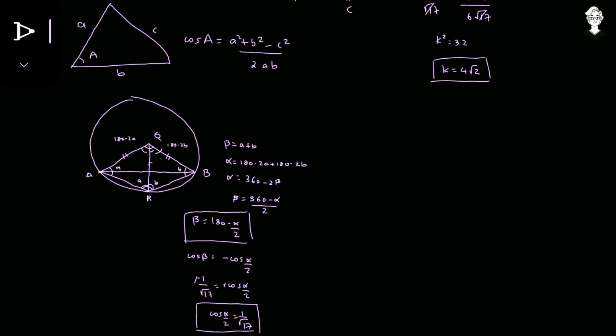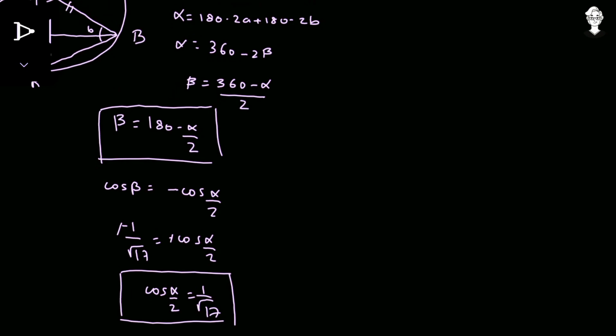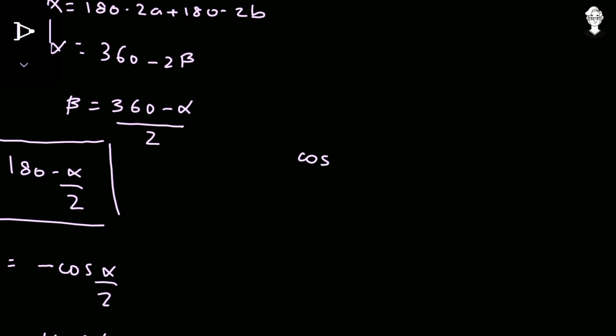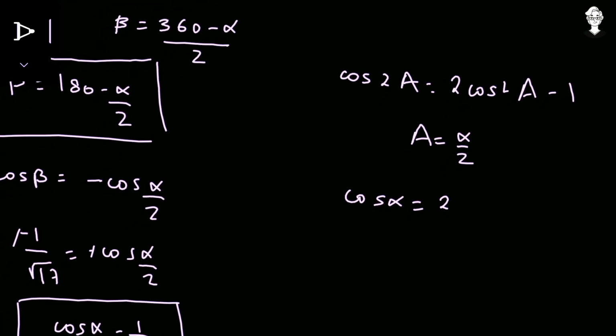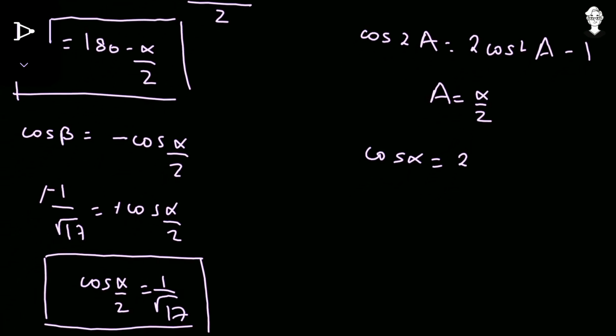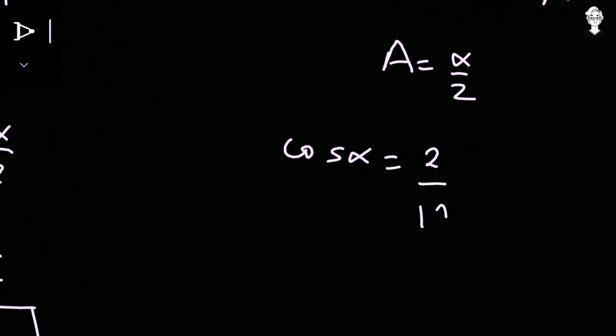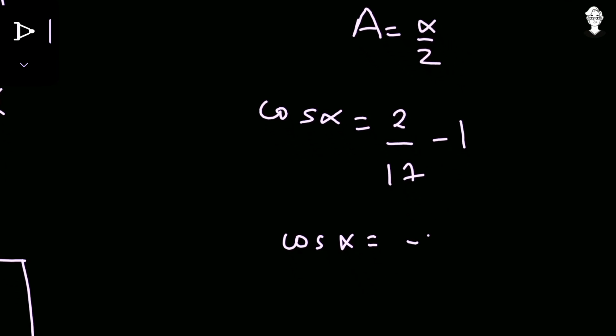Now look over here, we have the value of cos of alpha upon 2. So we can use the trigonometric rule that cos of 2 times the angle is equal to 2 times cos square of the same angle minus 1. So cos 2a is equal to 2 times cos square a minus 1. Now in this particular identity, we can replace a with alpha upon 2. So we will get that cos of 2 times alpha upon 2 gives me cos of alpha, and that is 2 times cos square alpha upon 2. Cos alpha upon 2 has a value that is 1 upon square root of 17, and its square becomes 1 upon 17. Minus 1, simplifying this, gives me that cos of alpha has a value that is negative 15 upon 17.